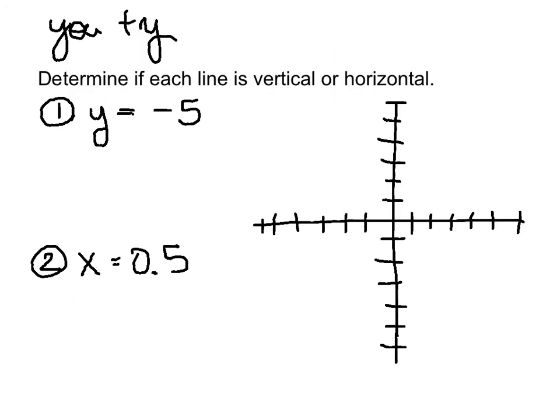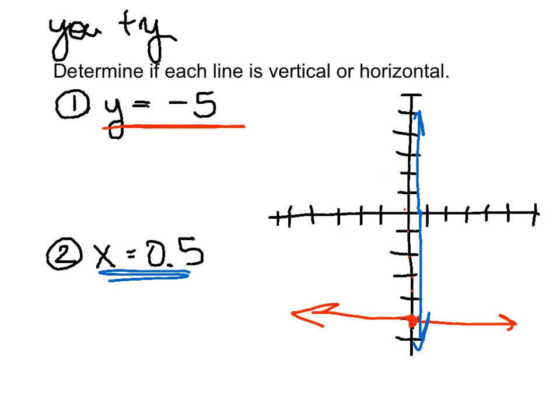You try it. Determine if each line is vertical or horizontal. There you go. Y is negative 5, x is 5. Y is in red, x is in blue.